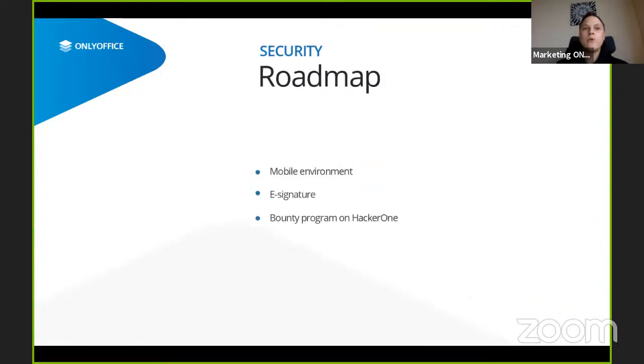Yeah, and so our roadmap for the next year or the nearest future includes lots of ideas, and the most important ones are enhancing the security on mobile, for example, document encryption, also protecting documents with our own electronic signature service in desktop editors, and finally a bounty program on HackerOne. So here people are casually testing our source code, and we want to make it official and well structured. So for all ethical hackers out there, stay tuned for the news.